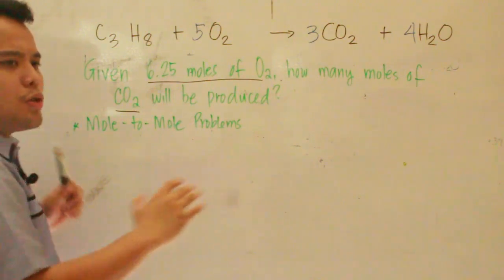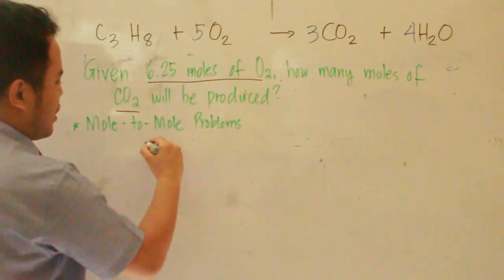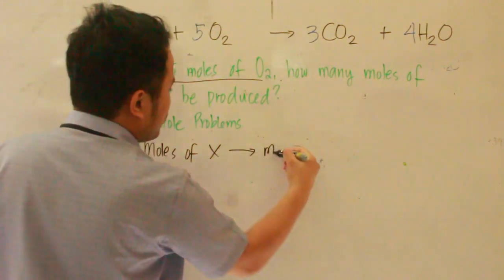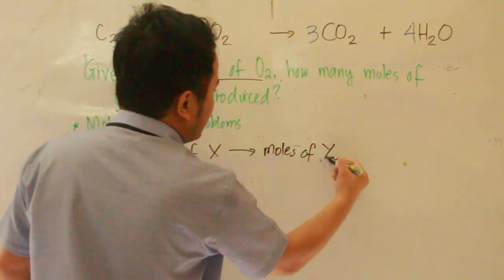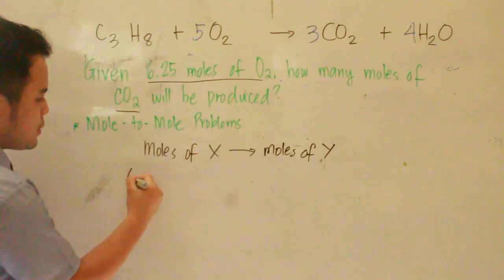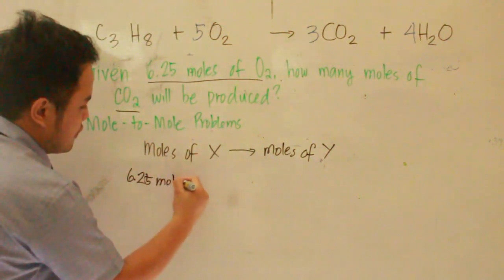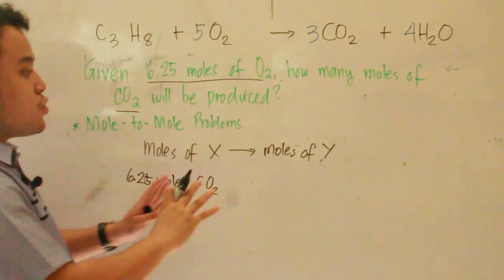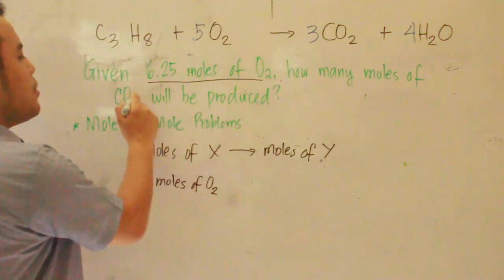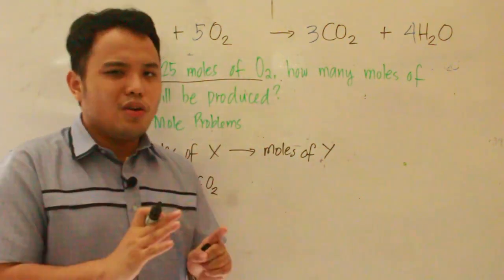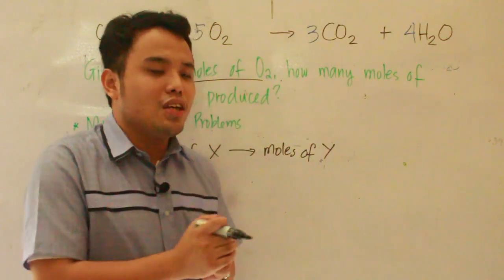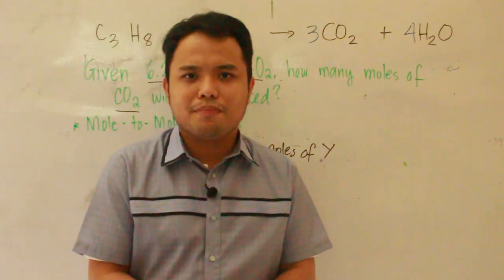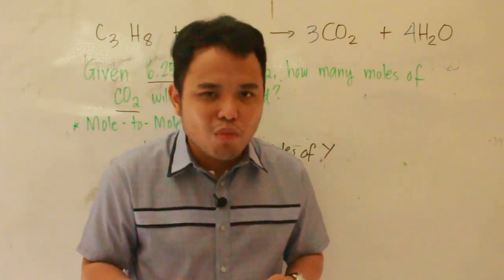So, let's make a roadmap. Given tayo ng moles of X and we want it to become moles of Y. So, we are given 6.25 moles of oxygen gas. And we want to turn it into moles of carbon dioxide. What can we use para ma-convert natin itong moles ng oxygen into moles of carbon dioxide? You heard it right. It's the mole ratio.